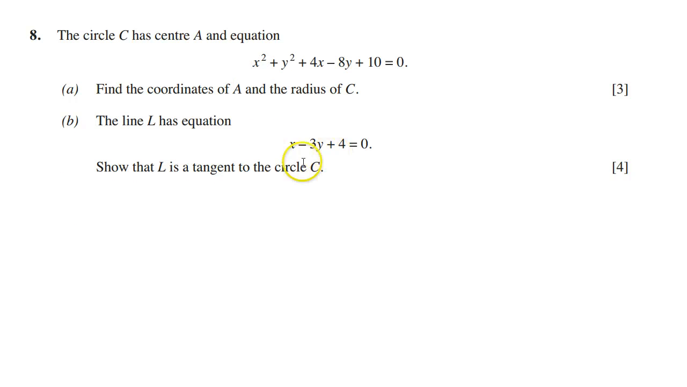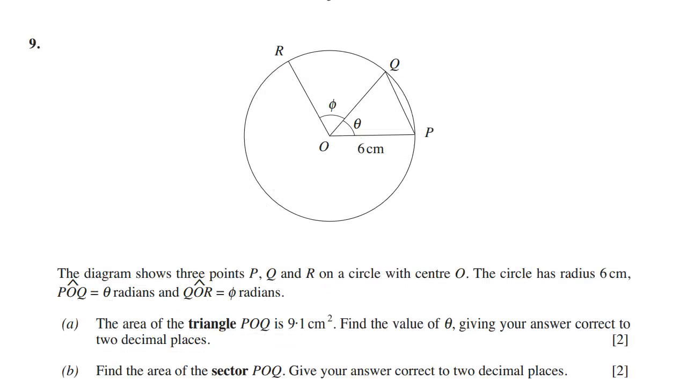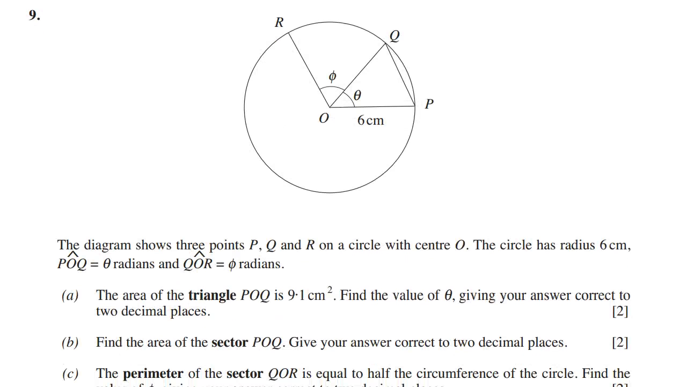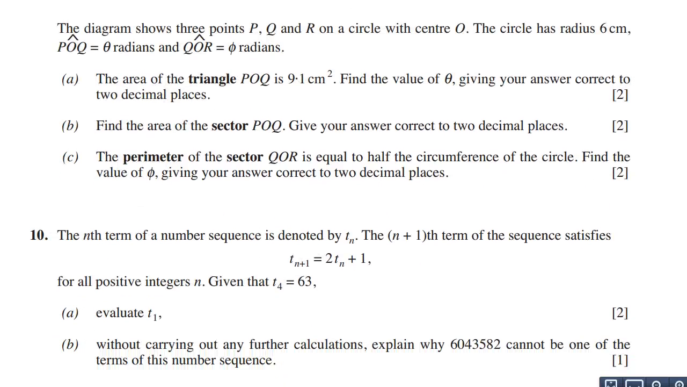So that's using logs all the way through and properties of logarithms. Then we've got circles and lines. Again, a standard question on that. So there's no surprises really in this paper. Question 9 so far is sectors, area of sectors and segments and triangles. The area of the triangle POQ. So, and then the area of the sector. So you have to bear those things in mind when we do that question. That we've got sectors and triangles.